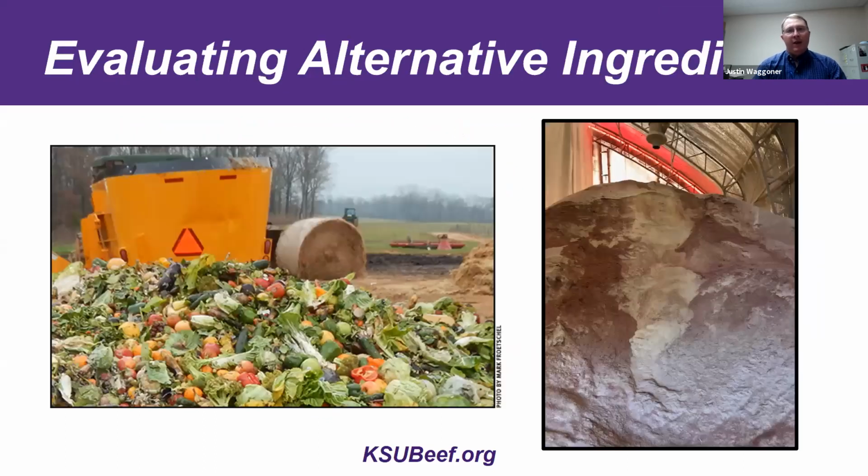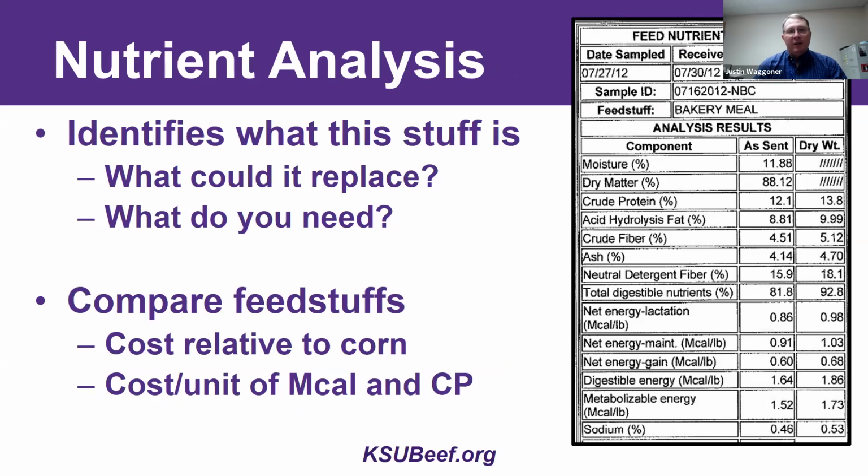The other thing that ties into this is how do we evaluate alternative ingredients? Here are really two examples of what I consider the common feedstuffs and then the truly uncommon feedstuff that we can feed the cattle, with the vegetable produce waste shown here on the left. On the right, this is essentially just a big pile of corn screenings. So you can see what that would look like. Once again, coming back to the nutrient analysis and getting an idea of what this stuff that we're looking at putting in this ration really is.